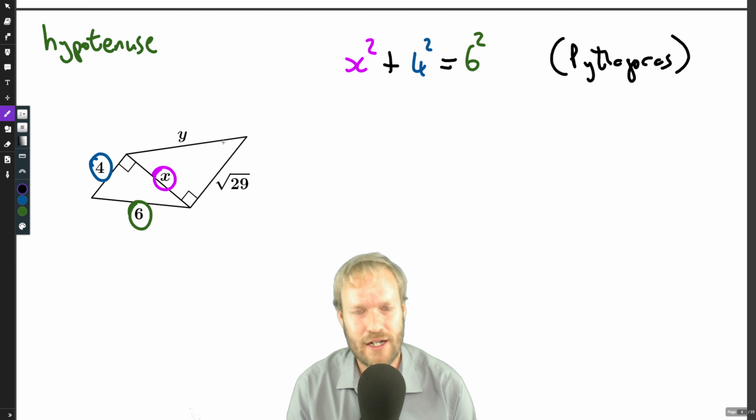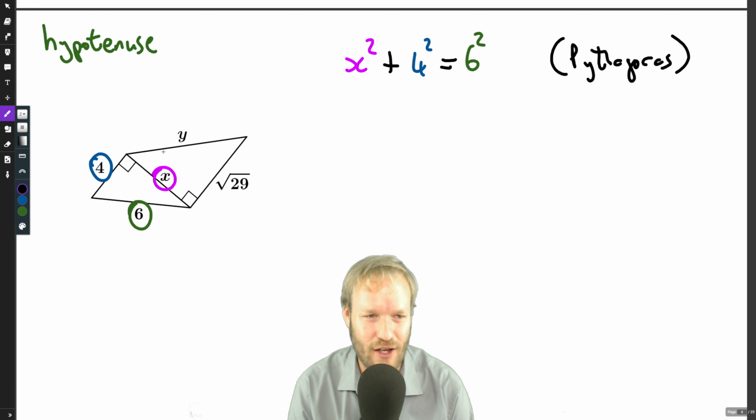Now, I always set up my equation this way, because I know I'm not going to make a mistake. It's the small side squared plus the other small side squared equals the big side squared, the hypotenuse squared. Okay, do you do it, or have you ever done it a different way? And if you have, what was that way? Okay, lots of ideas coming forward here.